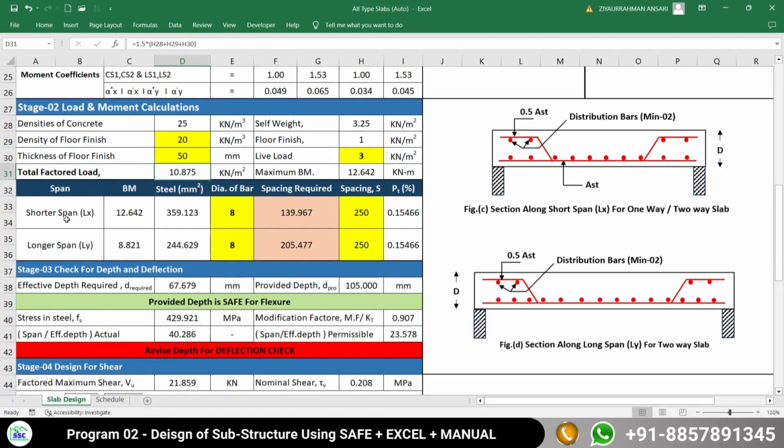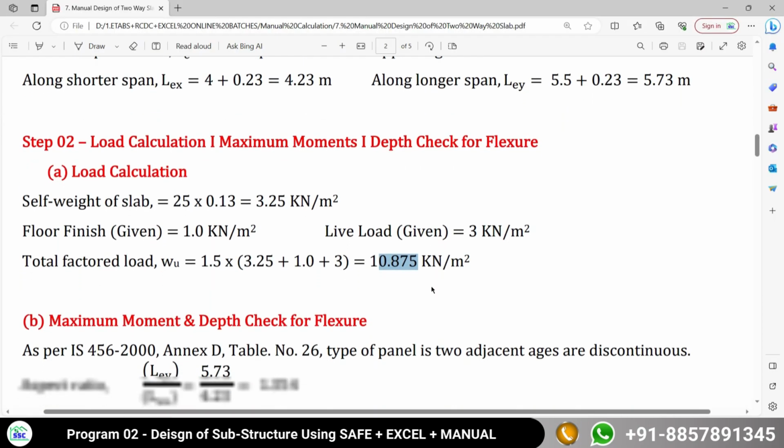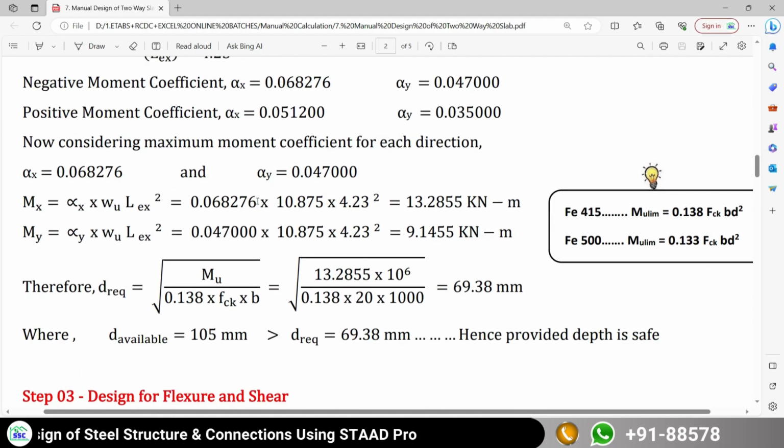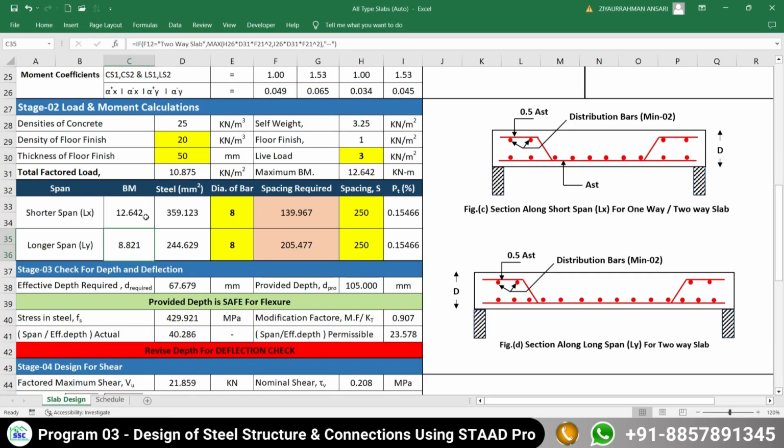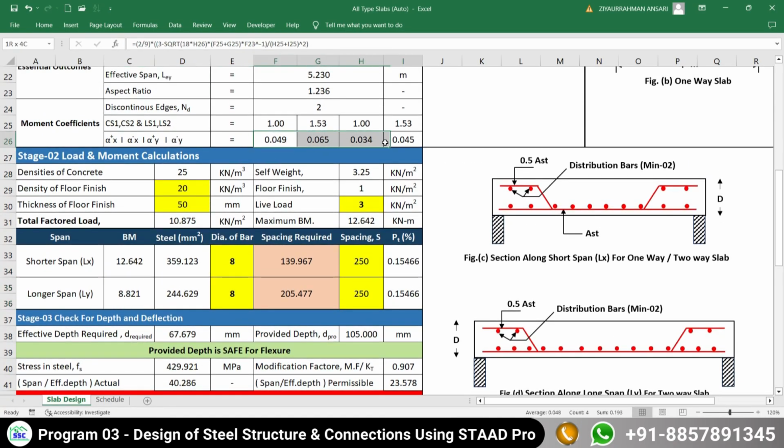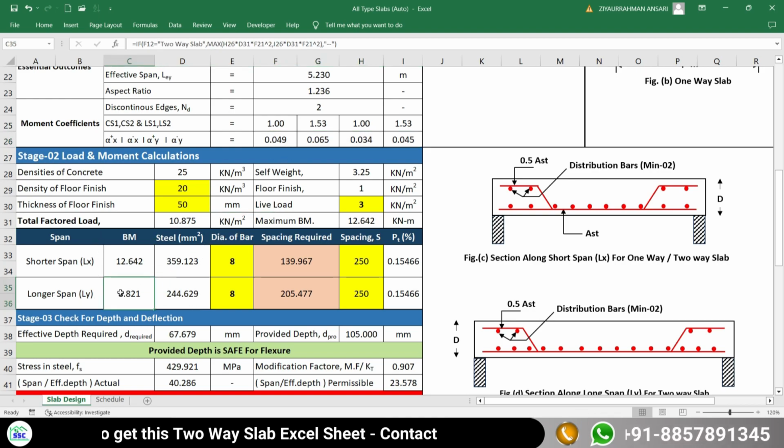Now here bending moment along the shorter span, bending moment along the longer span. Here you can find a slight difference. Along the shorter span 13.2855 and here 12.64, due to a slight difference in the moment coefficient. But that we can consider. Okay. Now along the longer span it is 8 point something, but in calculation it is 9. That is also very close to your manual calculation.